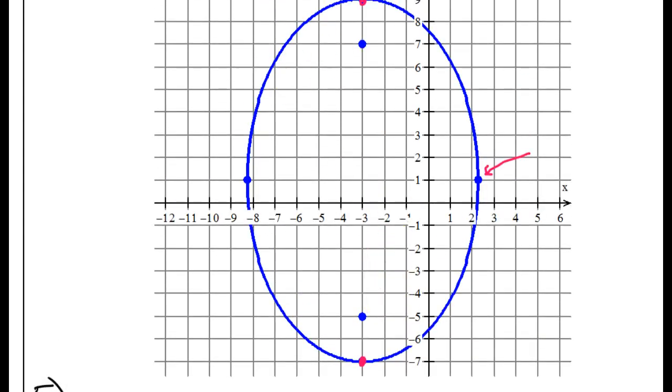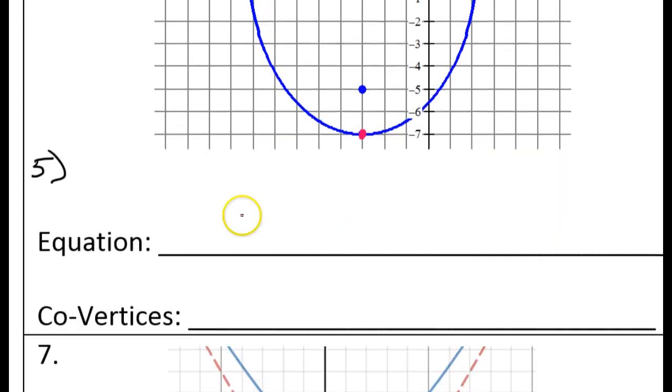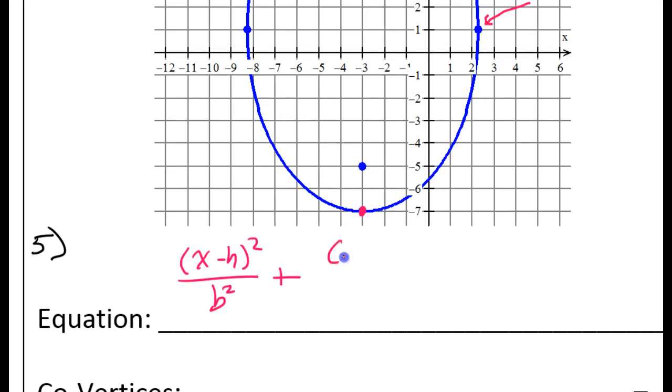So obviously we have a vertical ellipse. As we set up the equation of a vertical ellipse, we know that we're going to do x minus h squared over something, plus, I guess we know that this will be b squared because it's vertical, so the long way will be the y direction. So then we'll have y minus k squared over a squared is equal to 1.